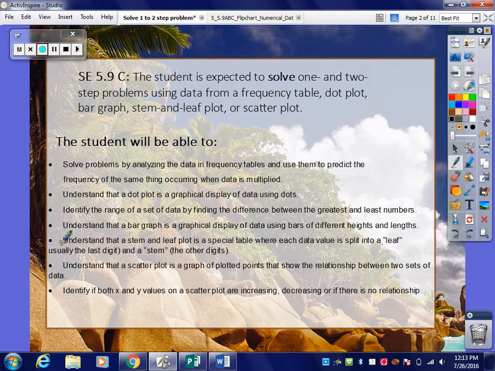Understand that a stem-and-leaf plot is a special table where each data value is split into a leaf, usually the last digit, and a stem, the other digits. You'll understand that a scatter plot is a graph of plotted points that show the relationship between two sets of data, and identify if both x and y values on a scatter plot are increasing, decreasing, or if there is no relationship.